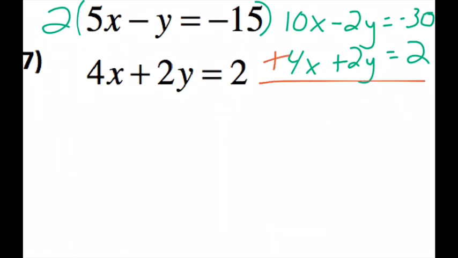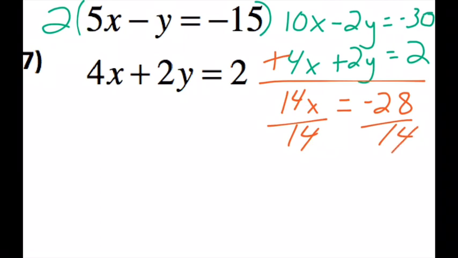Okay, now we're going to add them together. I have 10x plus 4x, which is 14x. Negative 2y plus 2y is 0. Equals negative 30 plus 2 is negative 28. Divide both sides by 14. And x equals negative 2. So we know now that the x value of our ordered pair is negative 2.